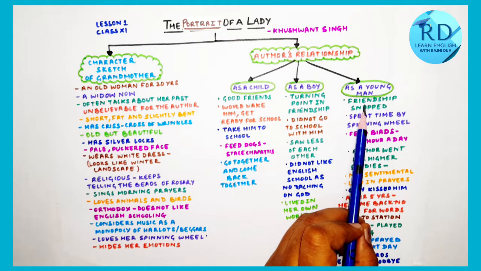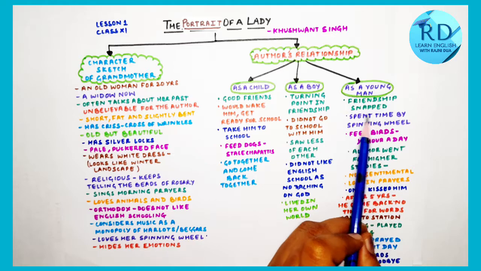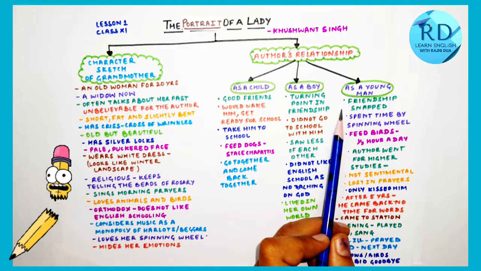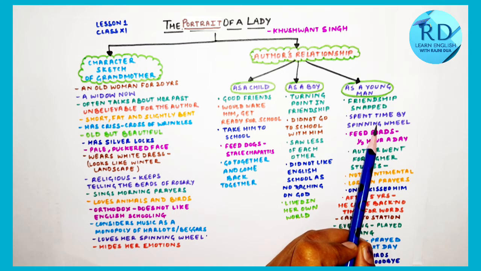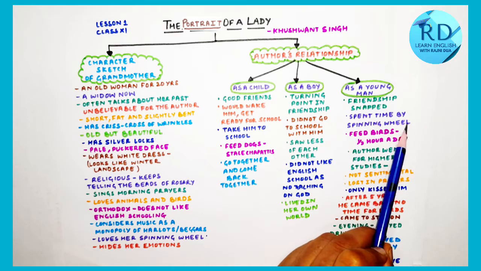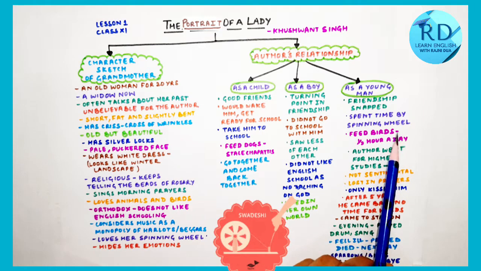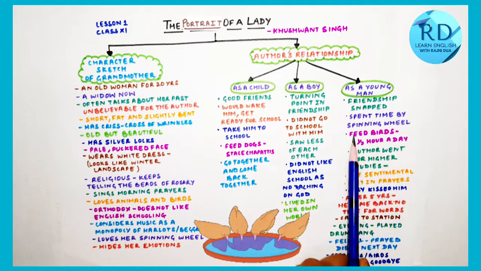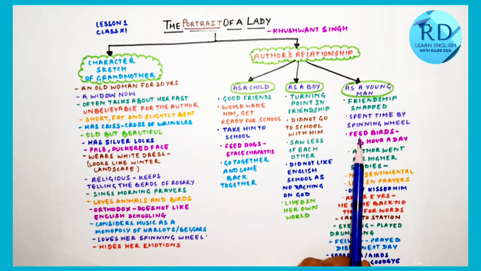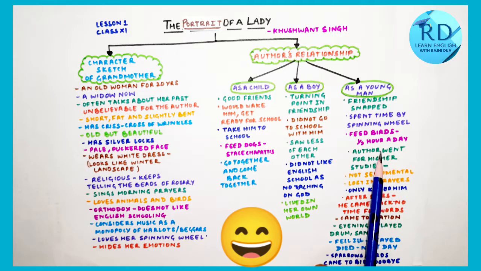And as a young man, their friendship was completely snapped. The author got a room of his own, and the grandmother accepted her seclusion, her lonely life. She would spend most of the time by the spinning wheel. She would also feed birds for half an hour every day, and this would be the best time for her. She would be very happy to feed the birds.